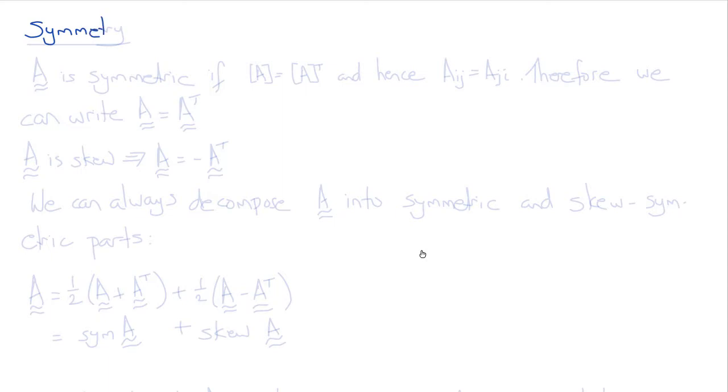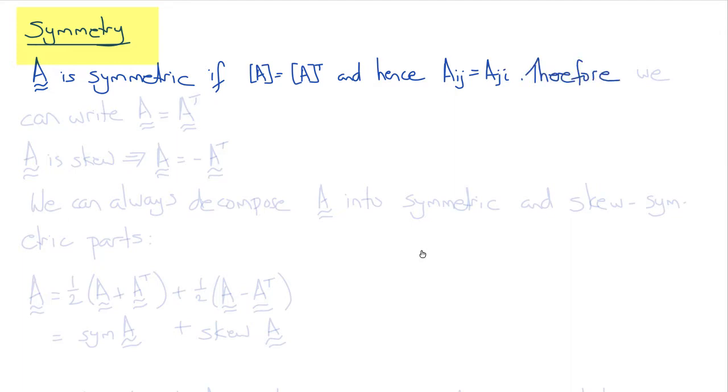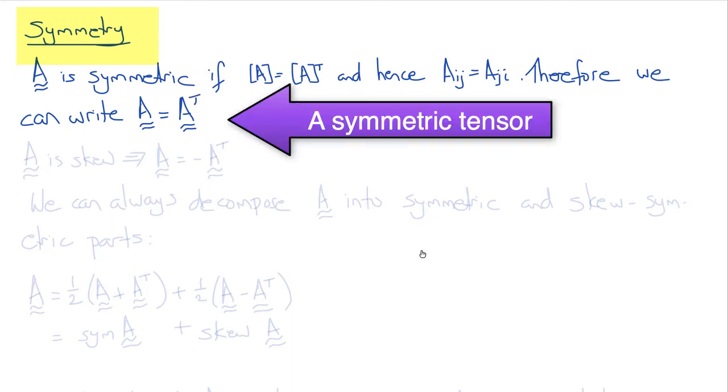So the first one is symmetry. In the same way that a matrix is symmetric, a tensor is symmetric if the matrix of its components is symmetric. In other words, if A equals A transpose, and hence the components A_ij are equal to A_ji. So this is a property not only of the matrix, but of all matrices that can be obtained to represent A, which means that symmetry is actually a property of a tensor, not just a property of a matrix, and thus we can write that A is equal to A transpose. It's a property of the tensor, and that's a symmetric tensor.